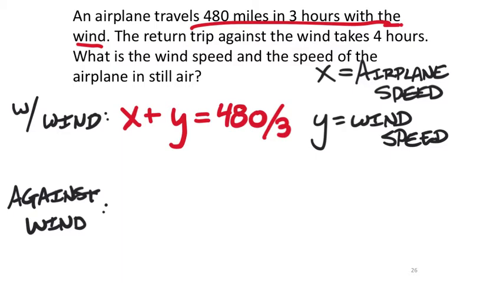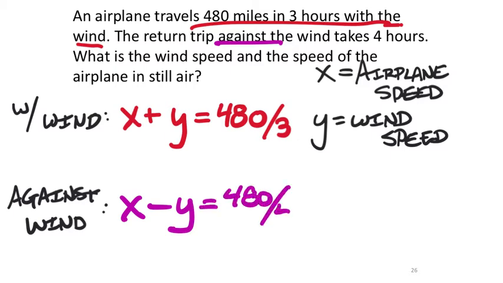Okay, now to set up the second equation, this is against the wind. So you take the airplane speed, and then you would subtract now the wind speed, and then it would be the same distance, 480 miles, but now it's going to be in 4 hours.